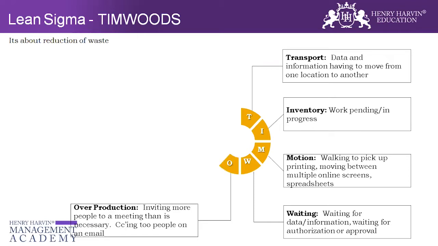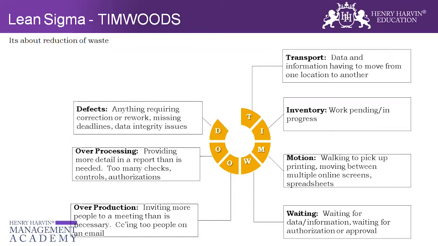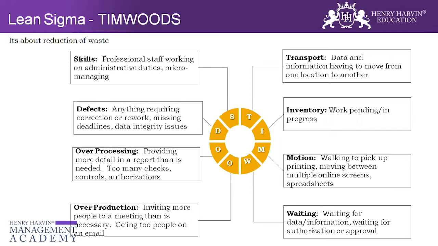Then we have overproduction, inviting more people to a meeting than is necessary, CCing 2 people on an email. Overprocessing, providing more detail in a report than is needed, too many checks, too many quality checks. Then we have defects, anything which is not meeting the customer specification is a defect. Then we have skills. So professional staff working on administrative duties, micromanaging is all about skills. So let's understand that better.